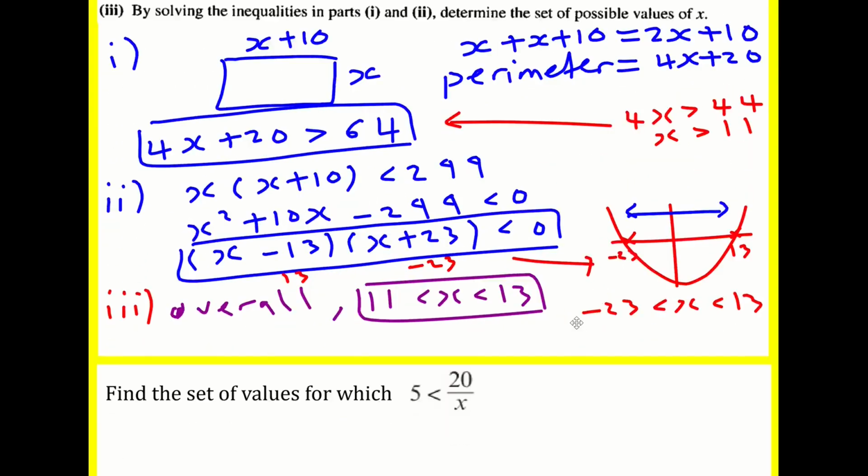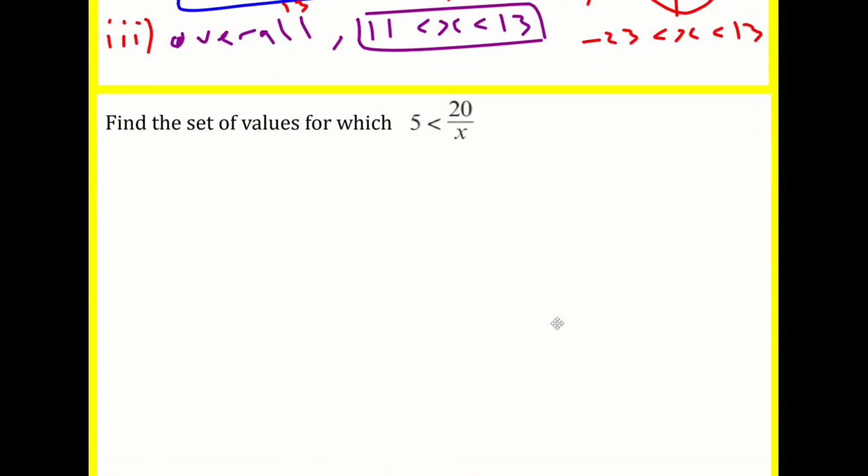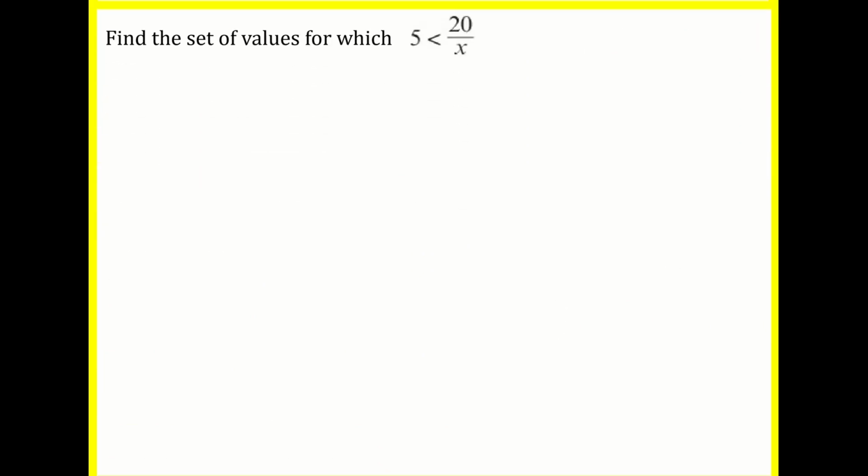Let's move on to the second part of this lesson, which is to solve inequalities that look a little bit like this. So it's up to you. If you want to just pause the video, try this out, be my guest. Otherwise, I'm going to talk through it.